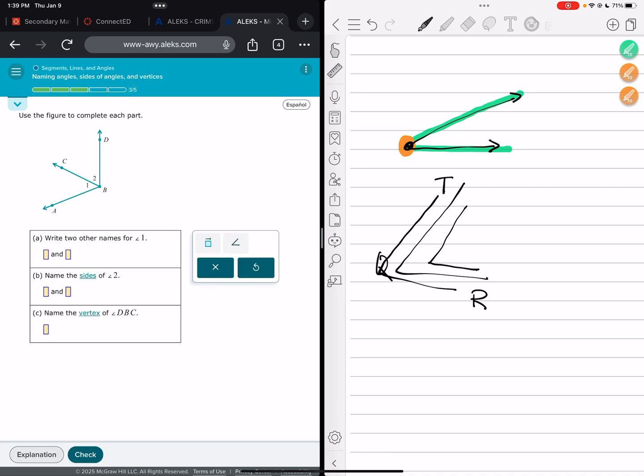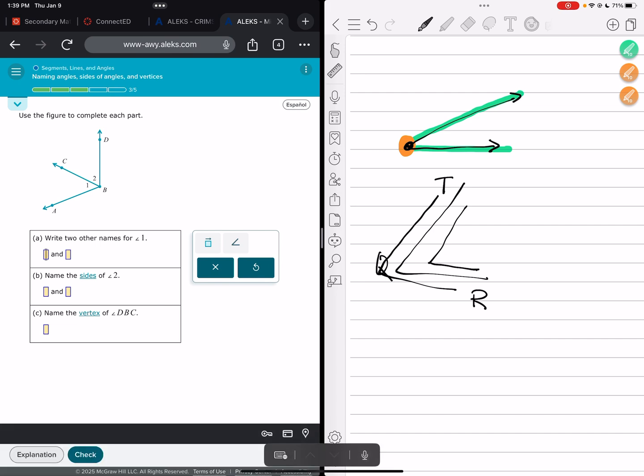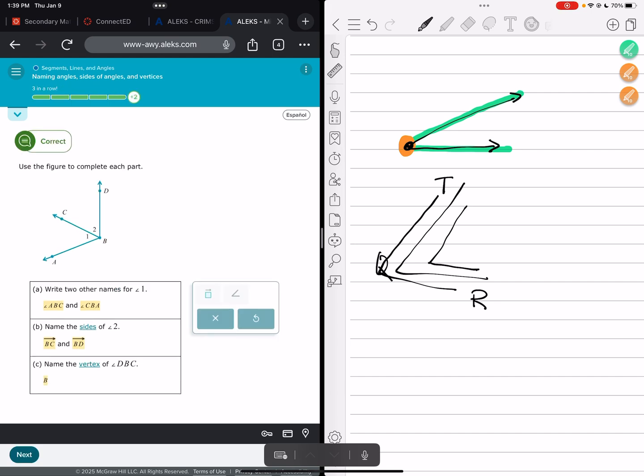And then last one, we're going to write two other names for angle 1, which is the bottom one. When I want angles, I hit the angle sign. I'm going to start with A, so I'm going to go A, B, C. Then I go angle CBA. Two sides for angle 2 are rays. I'm going to go from the vertex B out to C. And then the next one, again, I start at the vertex B and I go out to D. Last, I want to just name the vertex, which is B. And we can go ahead and check that. So that's how you can name angles, sides, and vertices.